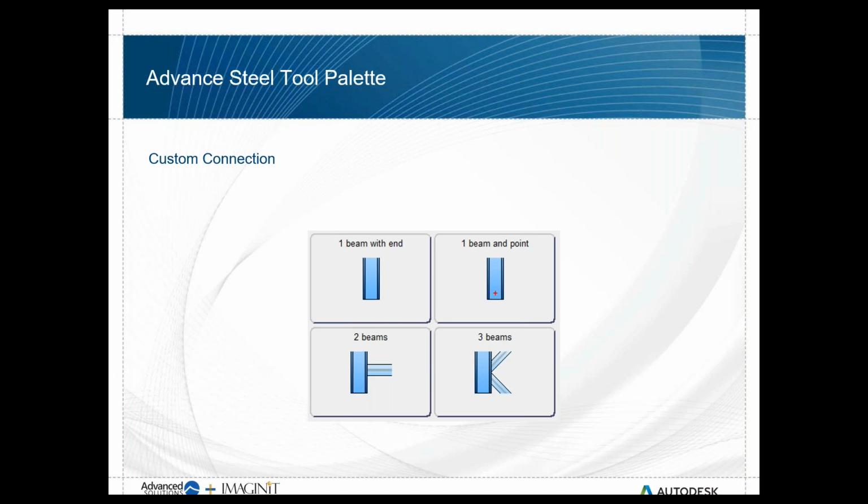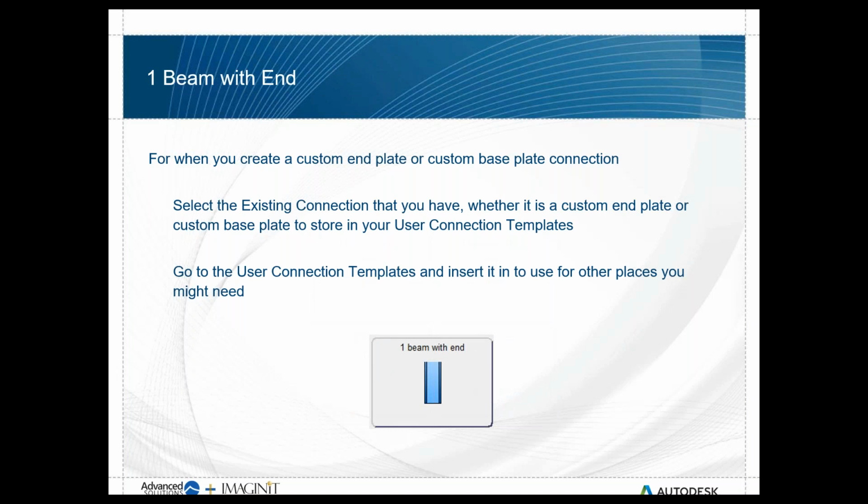So the first type of custom connection we'll look at is the 1 beam with end. This is when we want to create a custom end plate or a custom base plate connection that we want to place in our model. When we do this, we're going to have an existing connection already in place. We're going to select the beam that we're going to use, and then select the connection that we have so that we can save that in our custom connections.